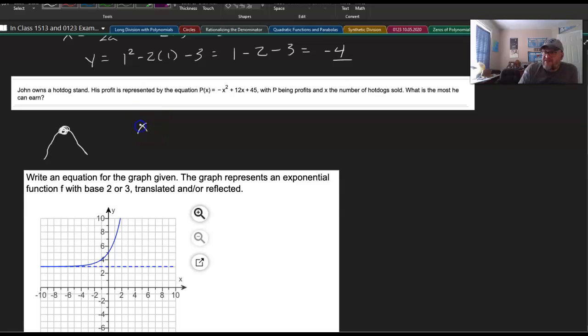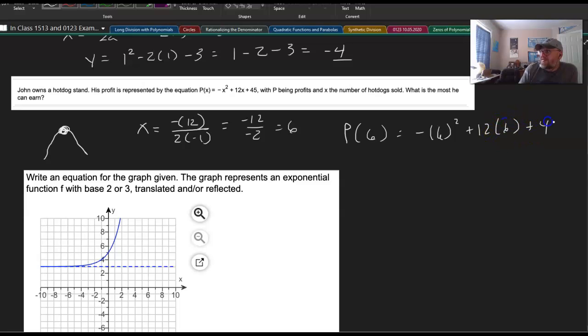So again, to get the x value, we're going to do -b over 2a. So that'll be -12 over -2, which is 6. And then if I want to get the y value, I will substitute the x value into our function here. So we've got P(6) is going to be the negative of 6 squared plus 2 times 6 plus 45.